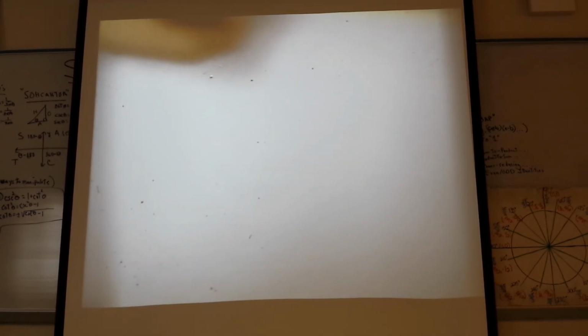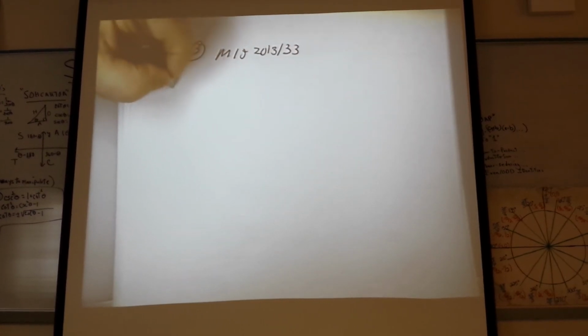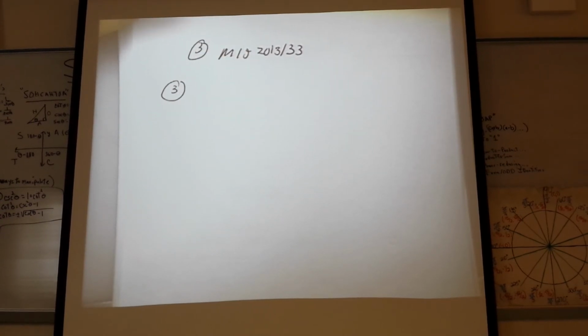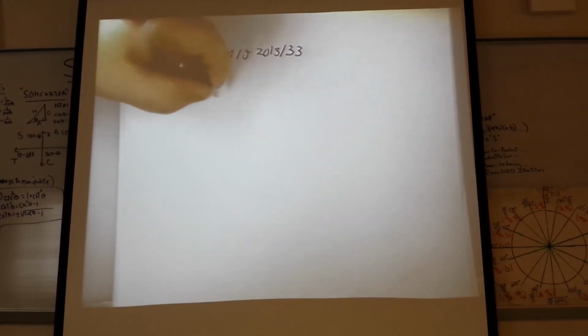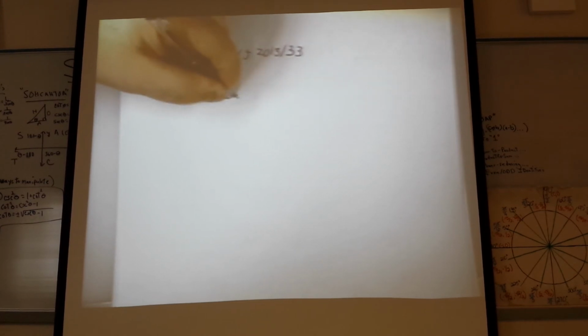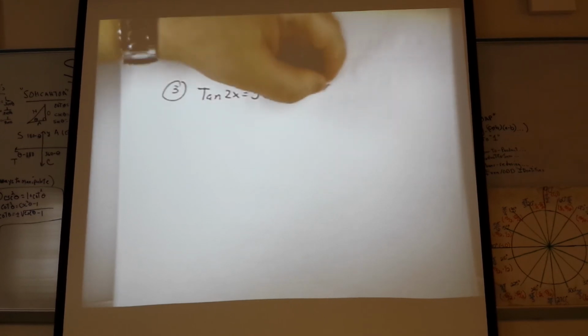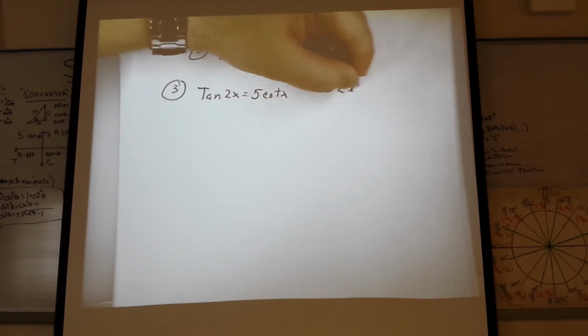So, May, June, 2013, 33. Agreed? Yep. All right, let's try number 3. 3 for 3, yes? Yeah. That's not a bad one. Okay, so it says, tangent of 2x equals 5 times the cotangent of x. And it wants it from 0 to pi, or 0 to 180.